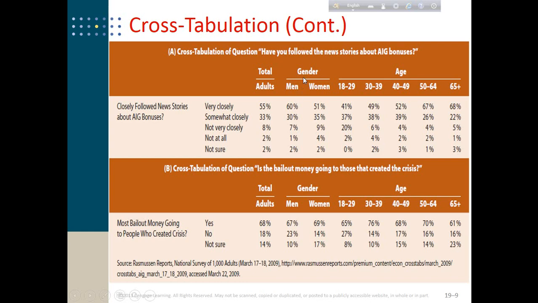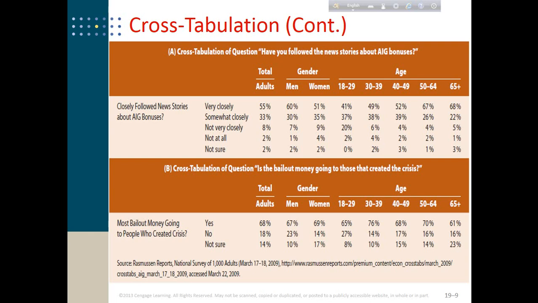Now, if we add some other variables, then it will become a cross-tabulation. For example, we are segregating this whole result by gender, men and women, and by age, different age groups: 18 to 29, 30 to 39, 40 to 49, 50 to 64, and 65 plus. So it becomes a cross-tabulation. And look how cross-tabulation sometimes can show some important relationship.